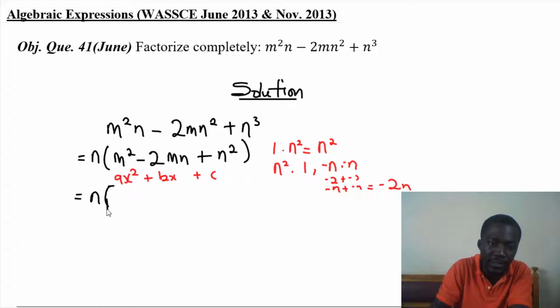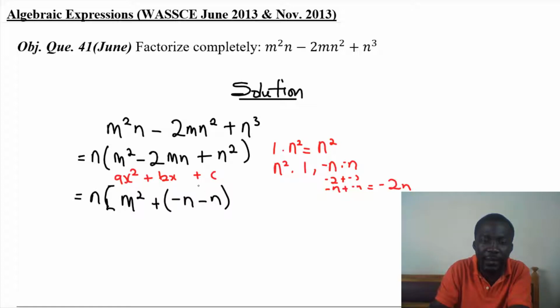Let me do this, a bigger bracket. m squared minus negative. So let me do it positive into bracket negative n minus n. Then I'll bring out the m here plus our n squared.